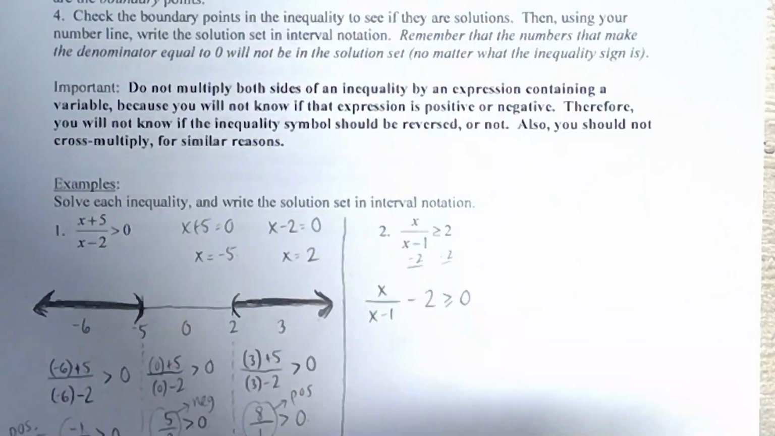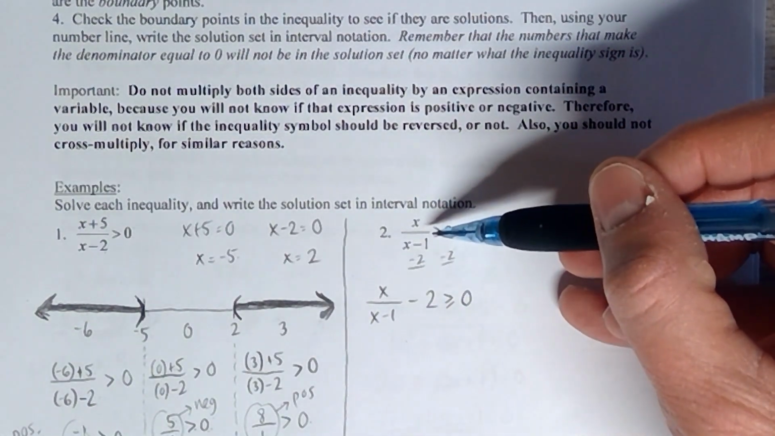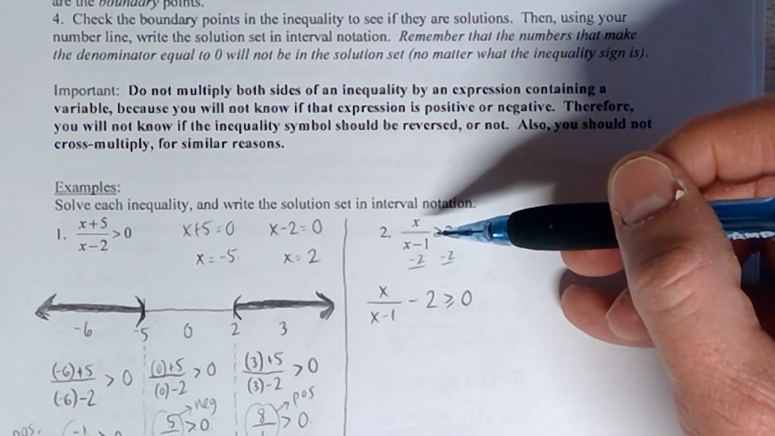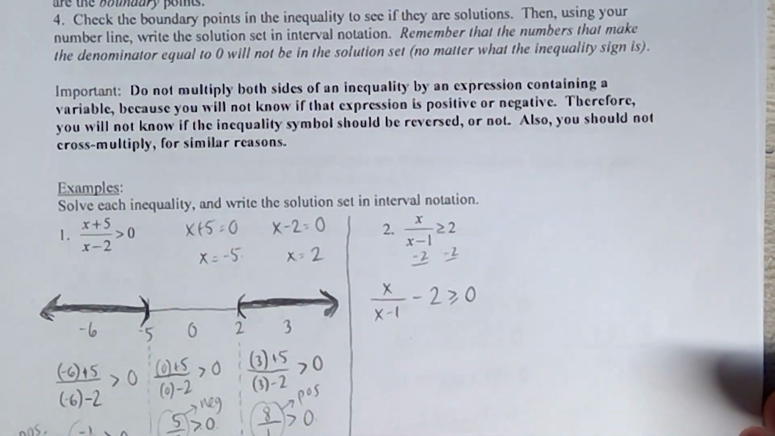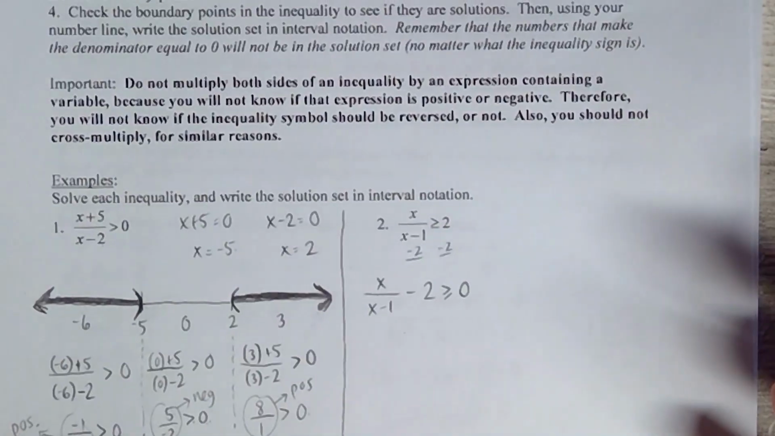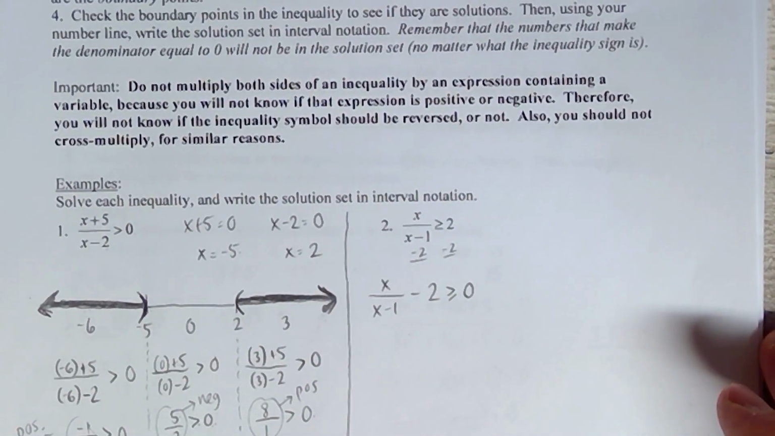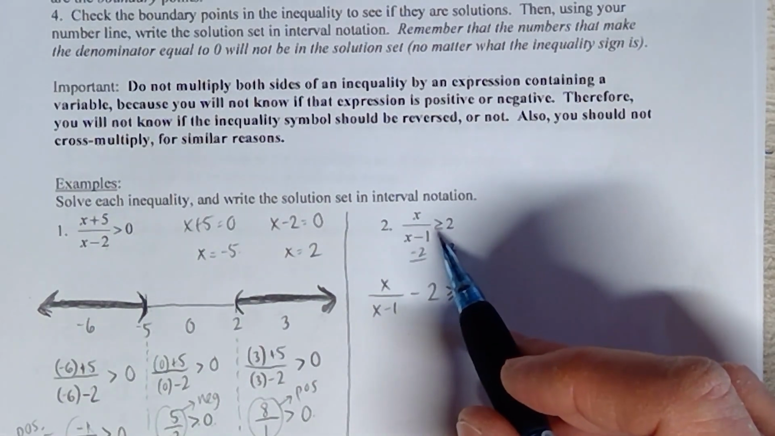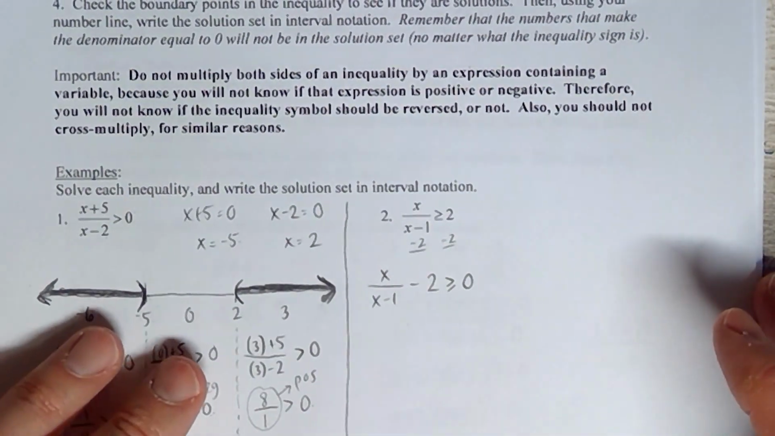Here's the issue. Sometimes you flip it, sometimes you don't. The LCD here is x minus 1. X minus 1 has a variable in it, so we don't know if it's positive or negative. It all depends on what x is equal to. Since we don't know what x is, we don't know if we're multiplying by a positive, which would not make the inequality symbol flip, or by a negative, which would make it flip. And so we're stuck as far as that method is concerned. We can't do that because we don't know if we're supposed to flip it or not.